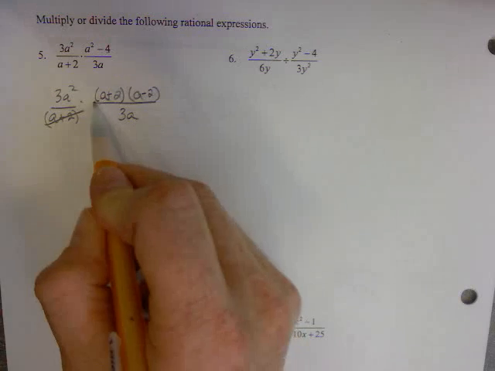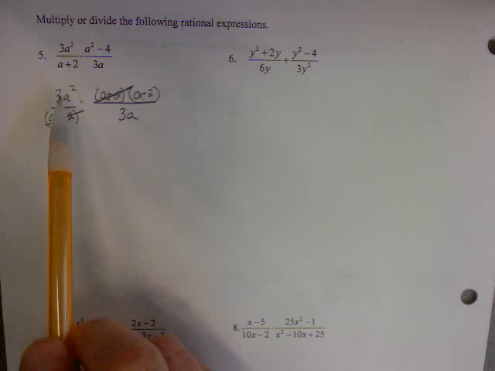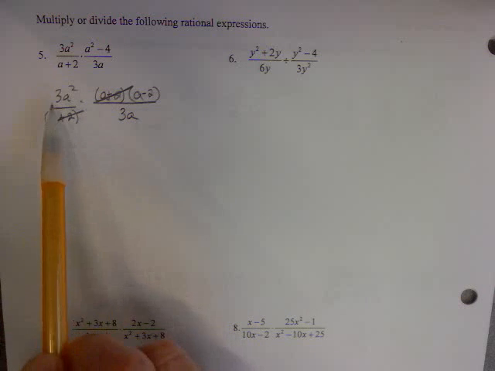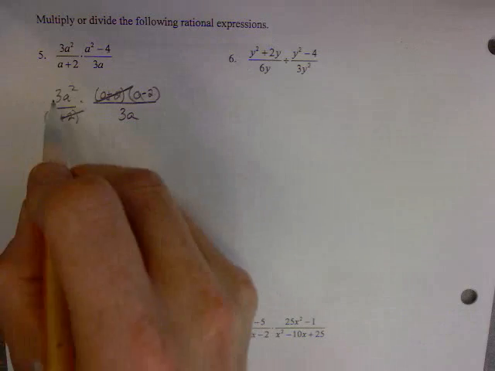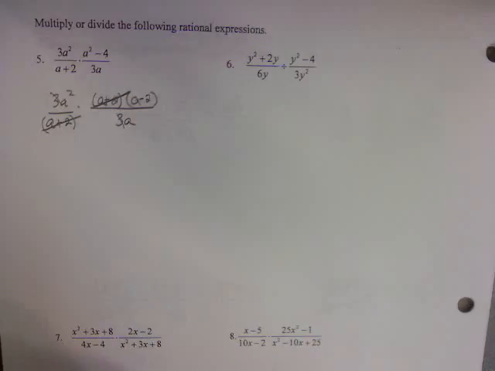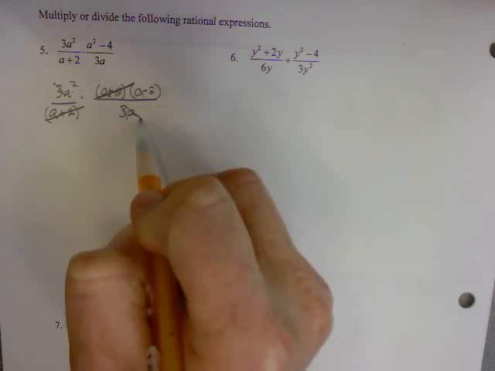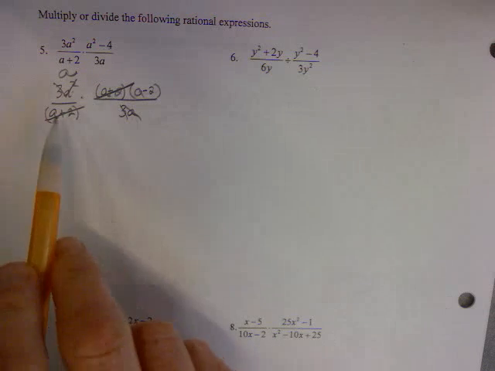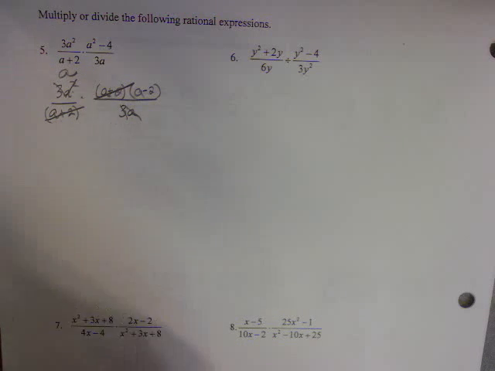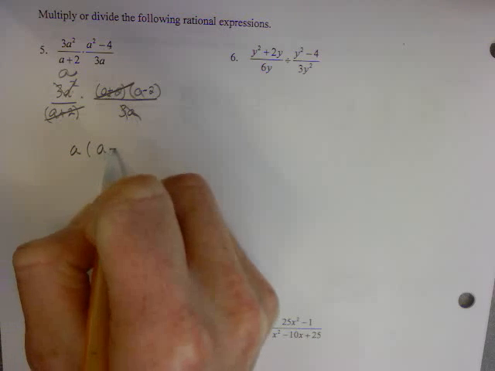The a plus 2 and the a plus 2 cancel, because in fractions you may cancel diagonally or up and down. Notice this 3a and the 3a squared can cancel. The 3's go into each other, so we can cancel those. And the a squared and the a can cancel. The a is gone. A squared just becomes a. So everything in the denominator has canceled out. The only thing we have left is a times a minus 2.